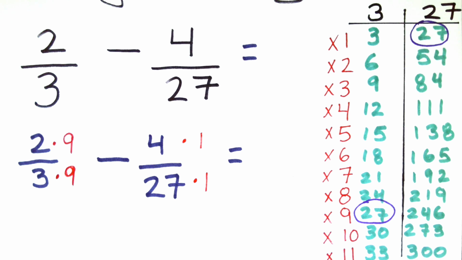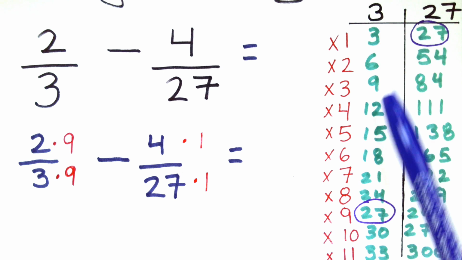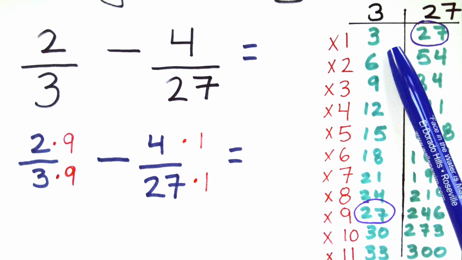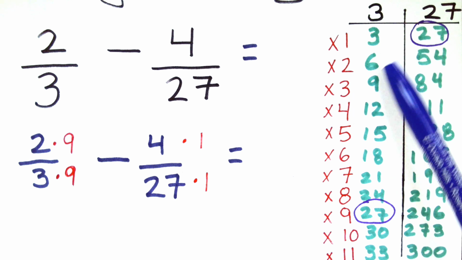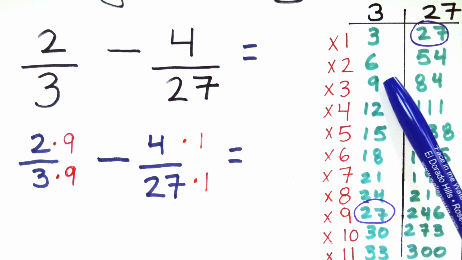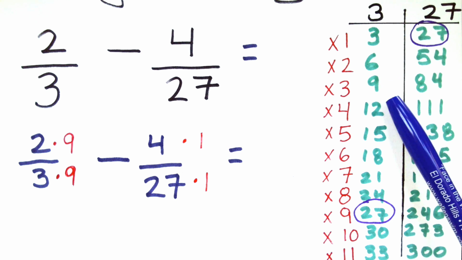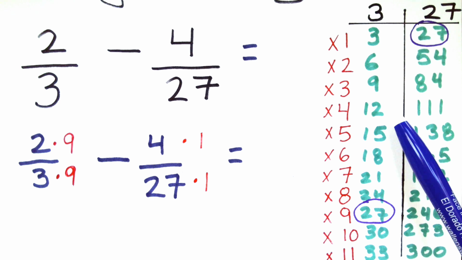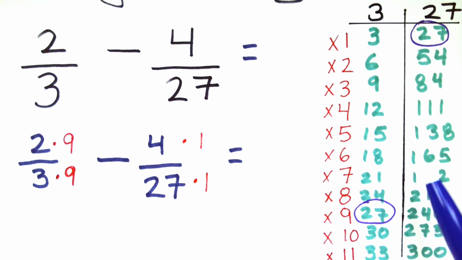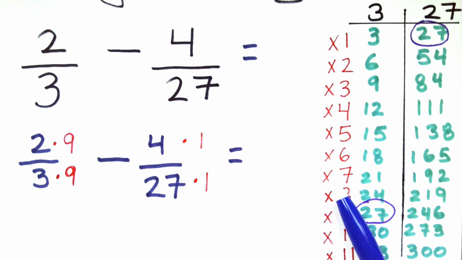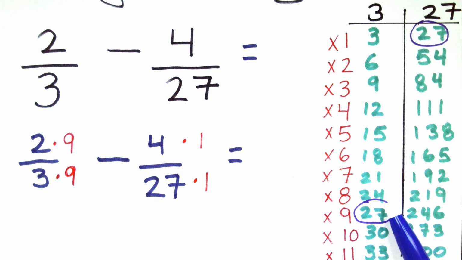Okay, so as you can see here, all the multiples of 3. 3 times 1 is 3. And each time you can add 3 to get the next multiple, right? So 3 times 2, or 3 plus 3 is 6. Add 3 to 6 and you get 9. That's 3 times 3. Add 3 to 9 and you get 12. That's 3 times 4. Add 3 to 12 and you get 15. That's 3 times 5. Add 3 to 15, you'll get 18. That's 3 times 6. On and on and on. So 3 times 7 is 21, 3 times 8 is 24, 3 times 9 is 27.